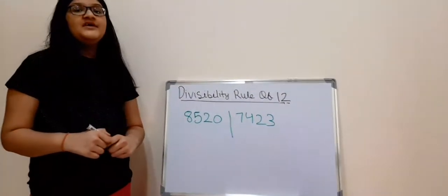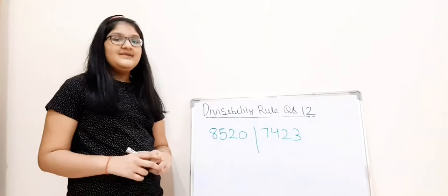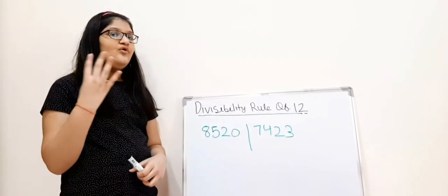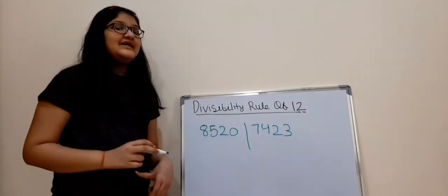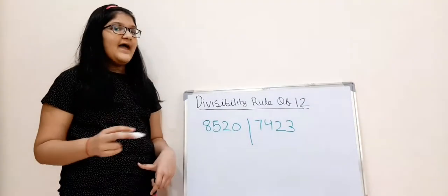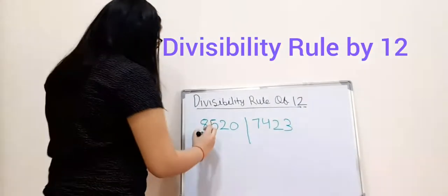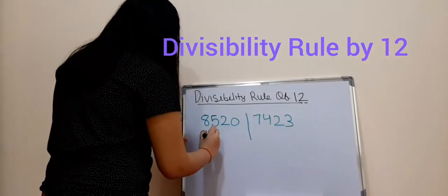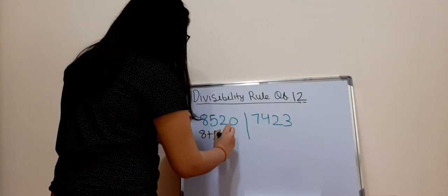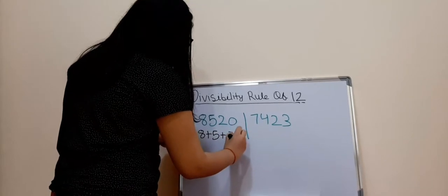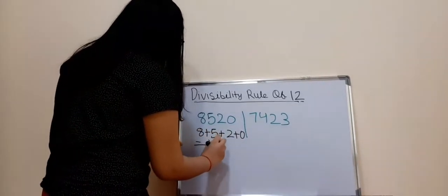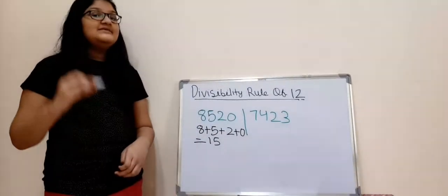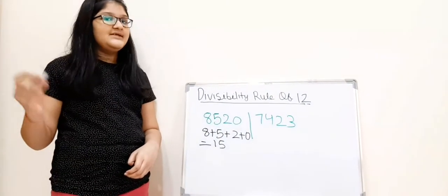In the divisibility rule of 12, the number should be divisible by 3 and 4 both. So the number is 8520. First, let's see if it's divisible by 3 or not. So the rule for 3 is just add them. 8 plus 5 plus 2 plus 0 equals 15. Okay. Now 15 is divisible by 3. It comes in 3's table.